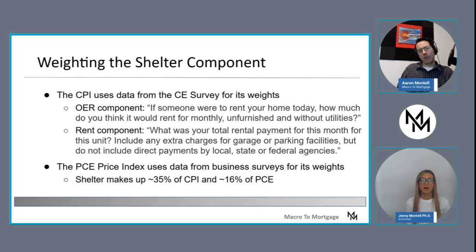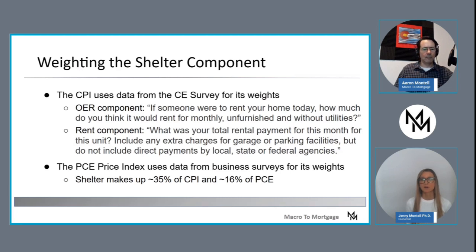And we talked about how that controversial question is used for weighting. So let's talk about that now. Here we're going to talk about that question. And also remember that the CPI and PCE use different data for their weighting. The CPI does use data from that consumer expenditure survey and uses these questions. For the OER component, the question is, if someone were to rent your home today, how much do you think it would rent for monthly, unfurnished, and without utilities?